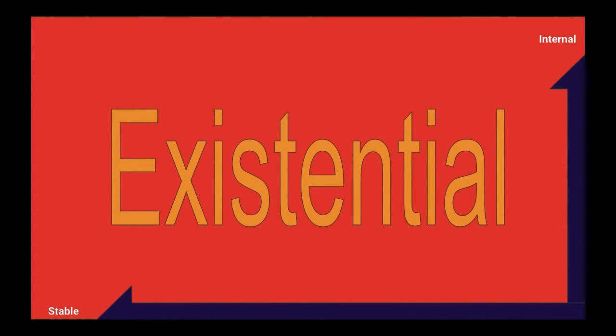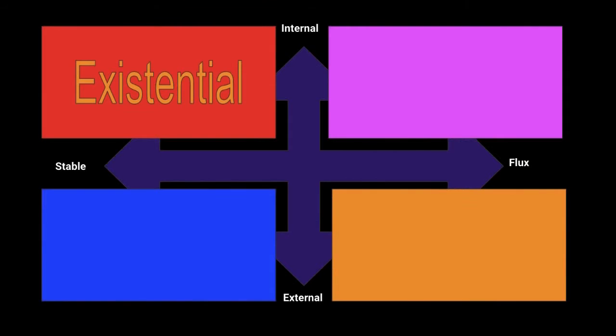Existential value is both internal and stable. No external circumstances change the value of an object's existence, and that value is derived from the object's existing in the first place. Thus, this definition belongs in the northwest quadrant of our compass.